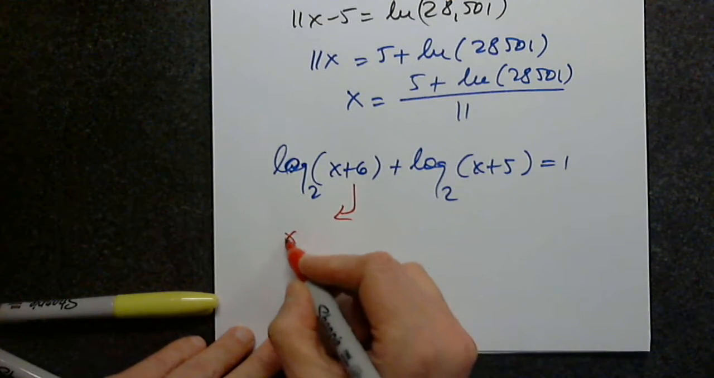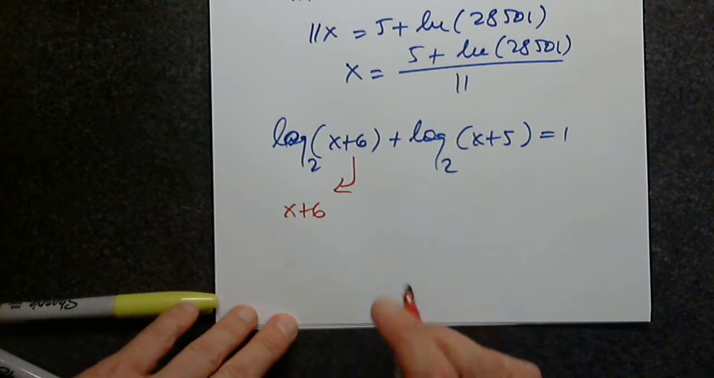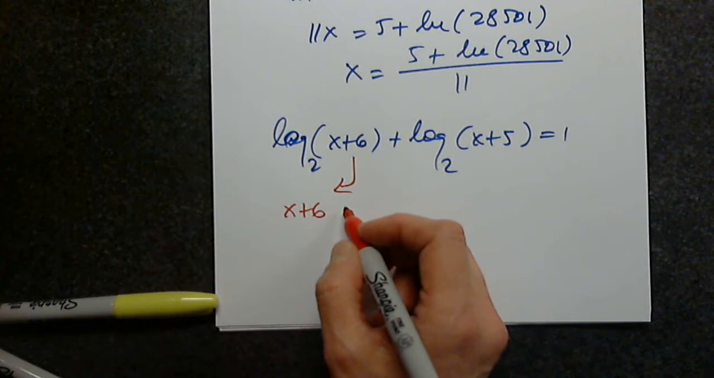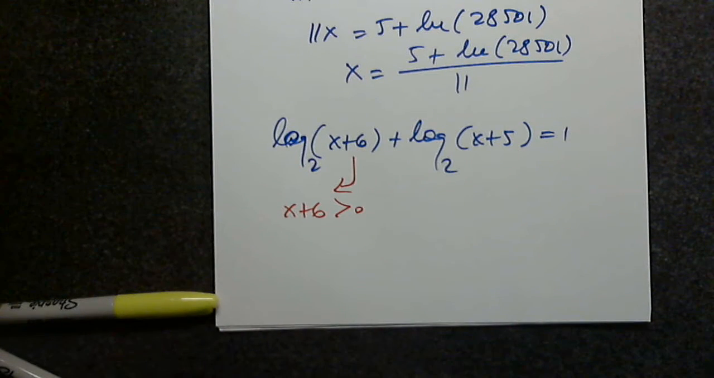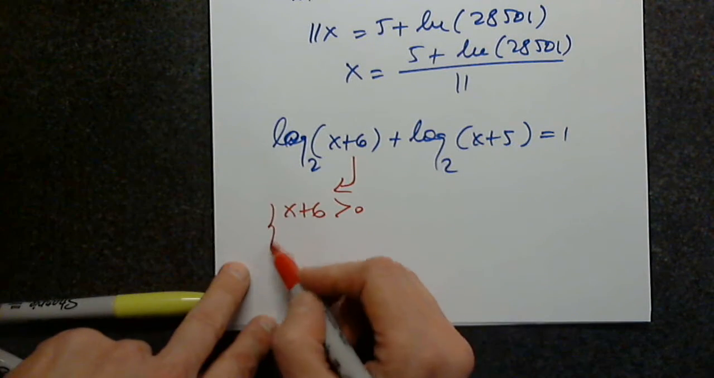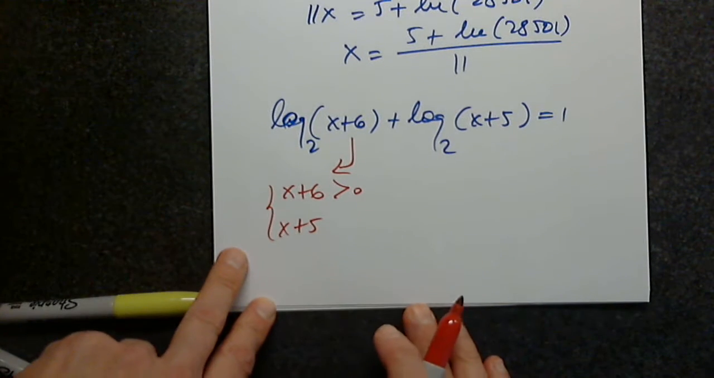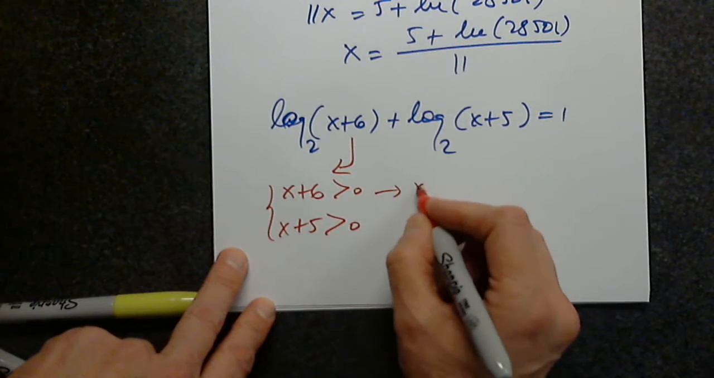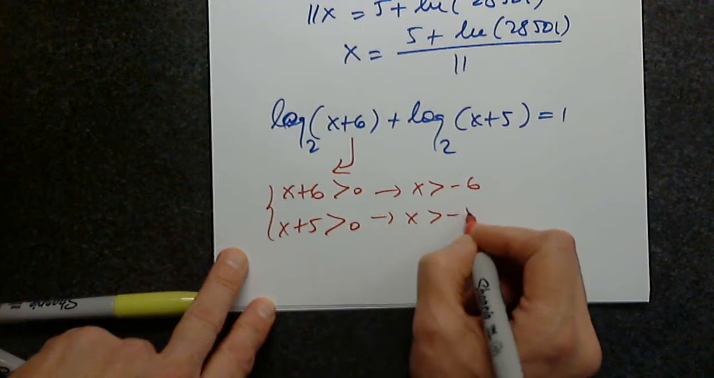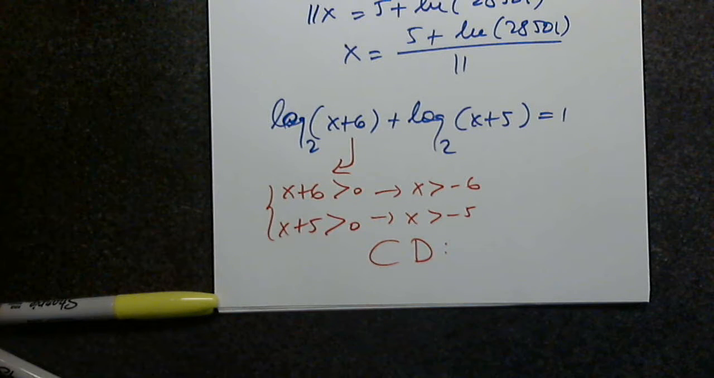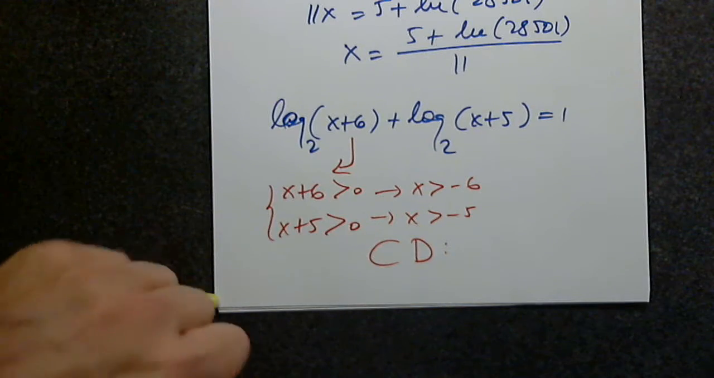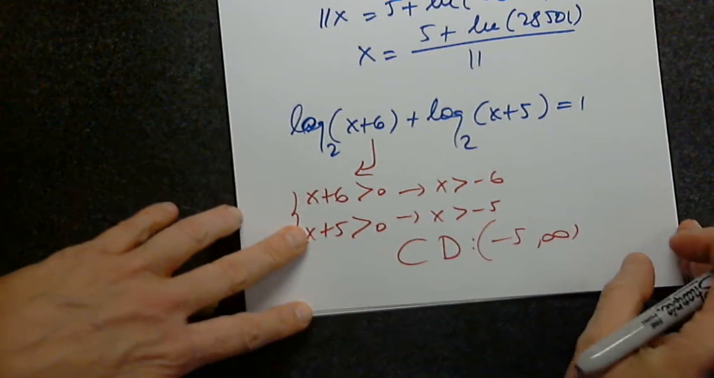So what is the domain of this function? X plus 6 must be greater than 0. Log cannot be applied to 0 or negative numbers. So for this one to exist, x plus 5 must be greater than 0. So from here, x greater than negative 6, and from here, x greater than negative 5. But what is the common domain? I want both to exist at the same time, not just one or the other. Correct. So the common domain is negative 5 to infinity.